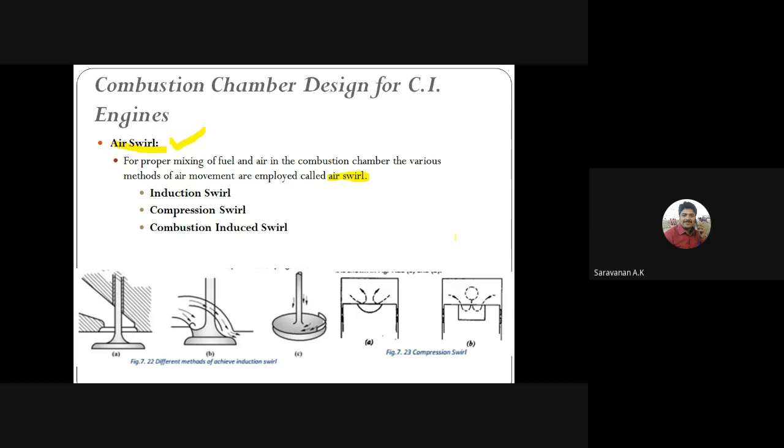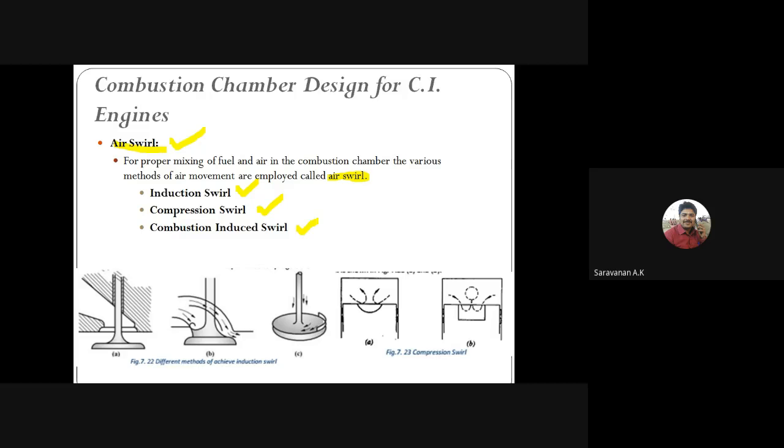In air swirl, we have three types: induction air swirl, compression air swirl, and combustion induced air swirl. Remember that. What is air swirl? Air swirl is the mixing of fuel and air in the combustion chamber. It is a method. For that, let us see the different methods and types.